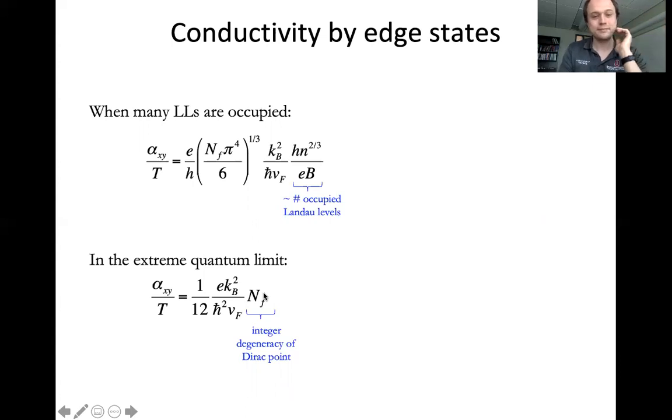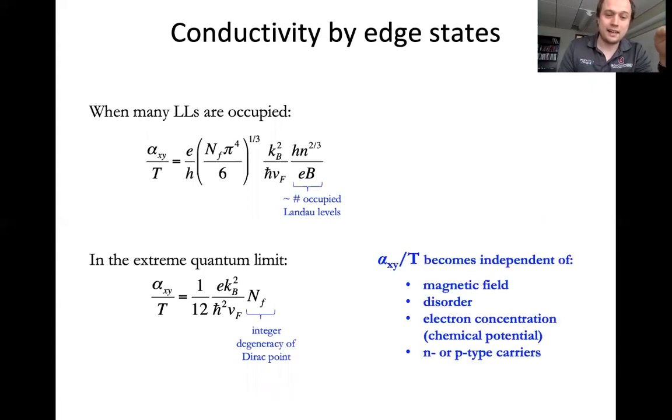So what's nice about this thing is that it essentially depends only on universal constants and the Fermi velocity and some integer. So in that sense, it sort of looks quantized. I shouldn't call it quantized because there's no topological invariant or anything that's protecting it. But what's happening is that the thermoelectric Hall conductivity has become independent of the strength of the magnetic field. It's become independent of disorder.